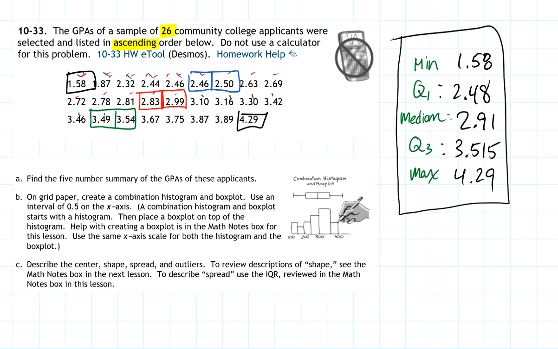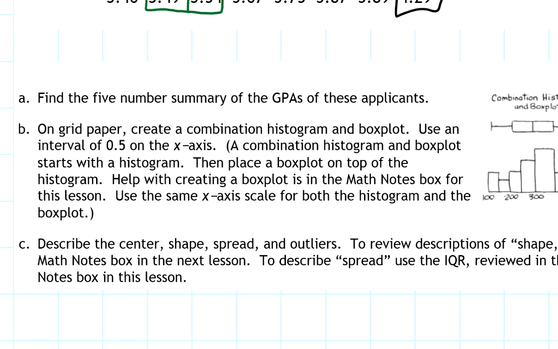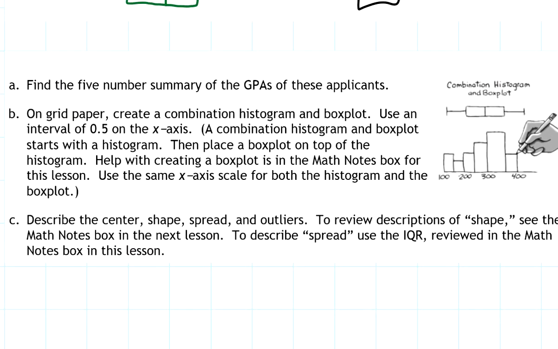This problem goes on, and it says on grid paper, create a combination histogram and box plot. So the first one we've done, right? We've created several box plots, but we haven't created a histogram yet. So they're trying to give me an idea of what a histogram might look like, and they're also giving me something called the interval. This is the interval we're going to use for our histogram: an interval of 1/2 or 0.5. It says the combination histogram and box plot starts with the histogram. Then place a box plot on top of the histogram.